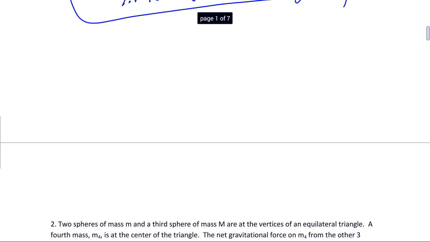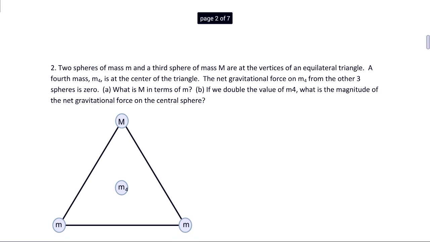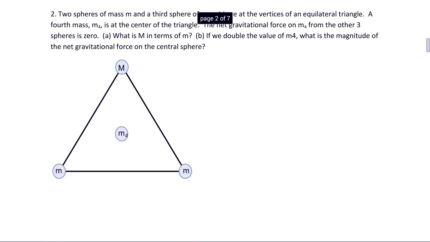Okay, now we're looking at number 2. I have 2 spheres of mass m, and then a third sphere of mass big M at the vertices of an equilateral triangle. A fourth mass m4 is at the center of the triangle. The net gravitational force on m4 from the other 3 spheres is 0. What is M in terms of m?